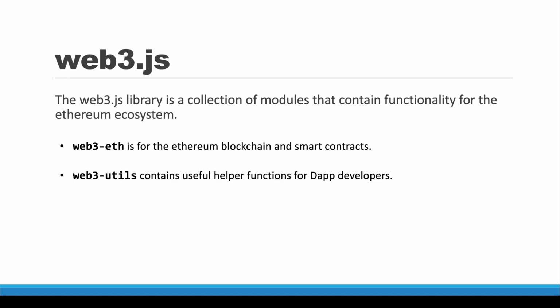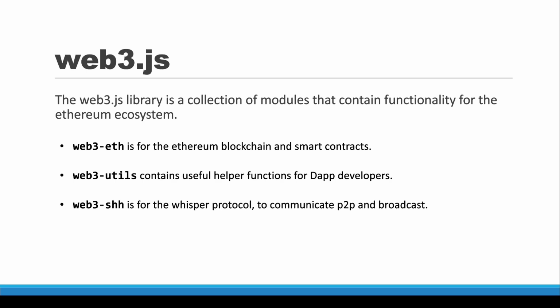So this module is also helpful whenever you are creating a decentralized application, which we are also going to see in our upcoming videos, like how to use Web3.utils. And then we have two more modules, web3.ssh and web3.bzz, but we are not going to use them much. So we are not going to talk about them much in this course. Mostly our focus will be on web3.eth and web3.utils.